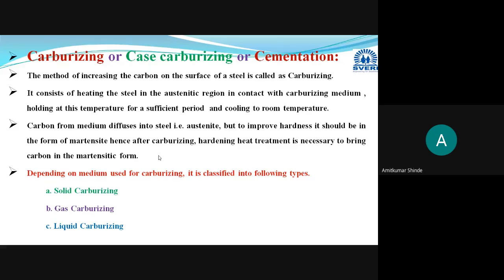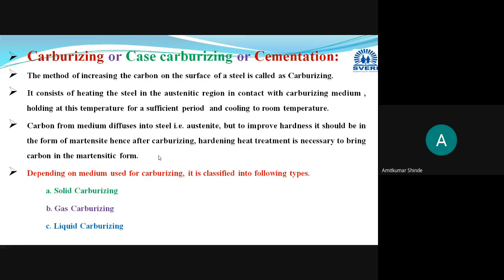Carbon from the medium at higher temperatures will get separated from that medium due to the higher temperature range, and that separated carbon will get added into the steel, or you can say that at higher temperature the austenite phase will be there, and in that austenite it will get added. After the cooling process that carbon will get transformed into martensite.